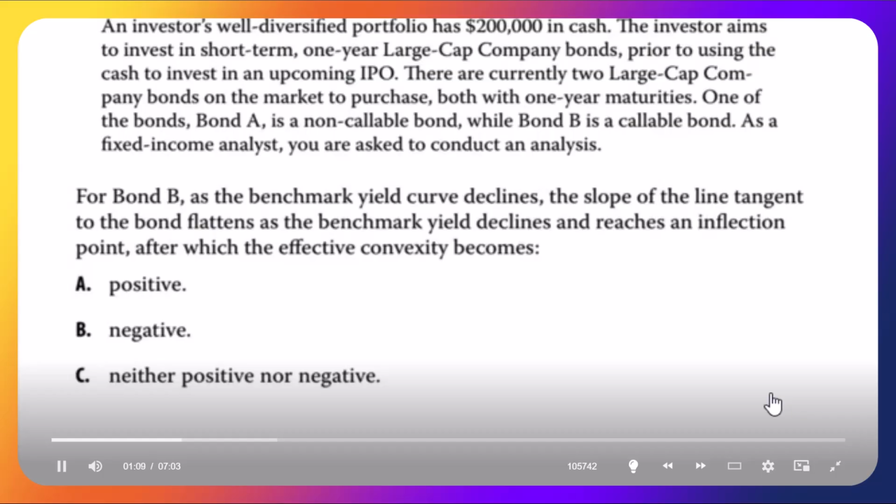For Bond B, as the benchmark yield curve declines, the slope of the tangent line to the bond flattens as the benchmark yield declines and reaches an inflection point, after which the effective convexity becomes negative. Remember we drew this out, it looks like this, right? It flattens the line to the curve, the tangent flattens before convexity becomes negative.